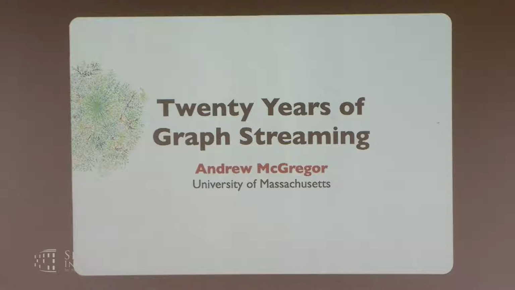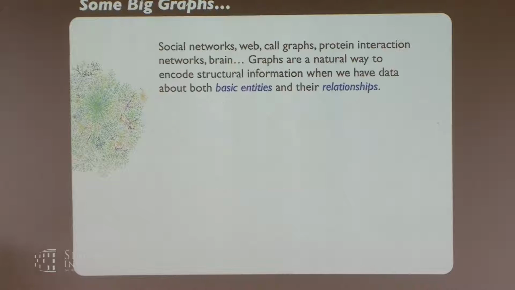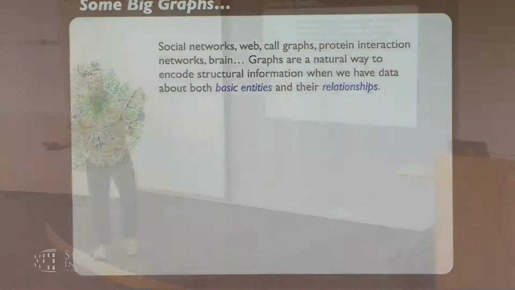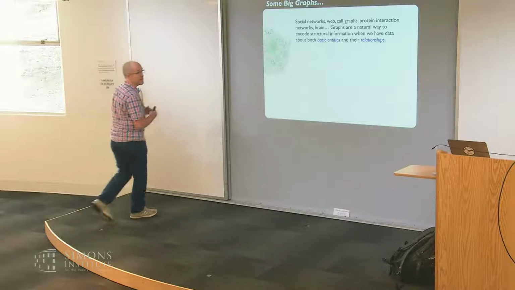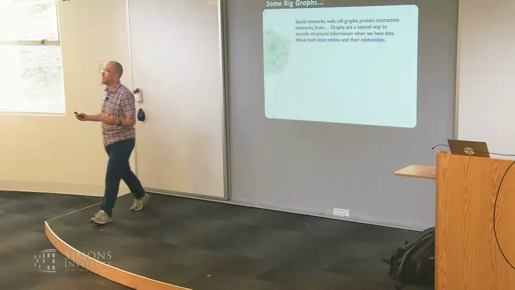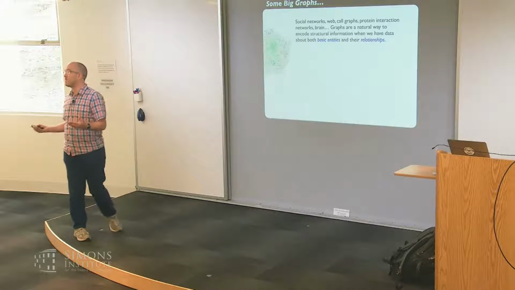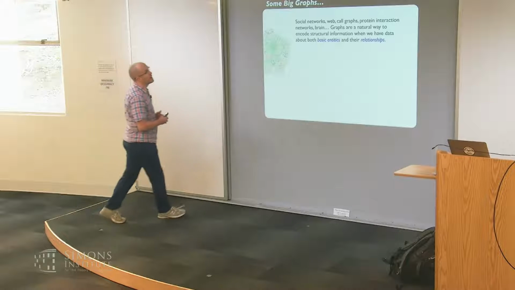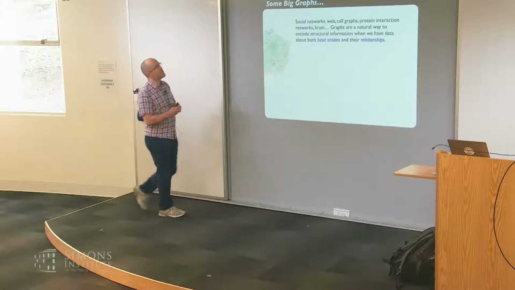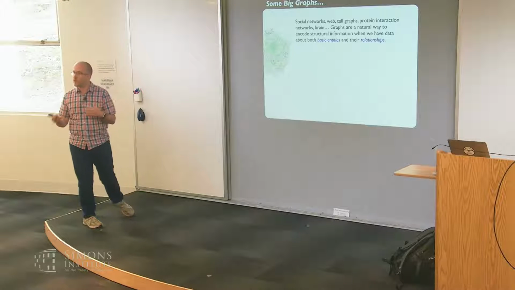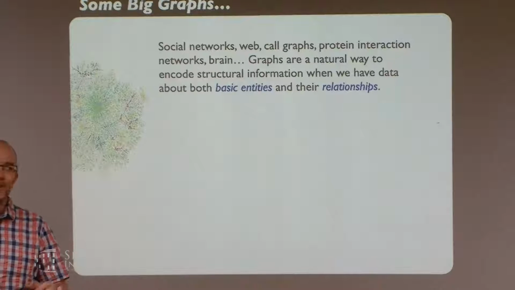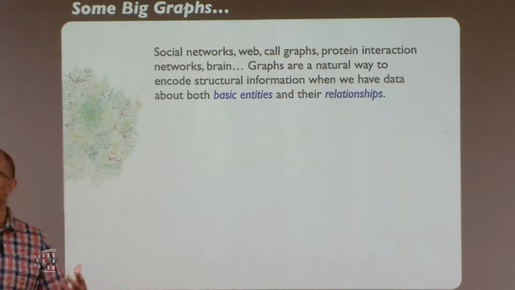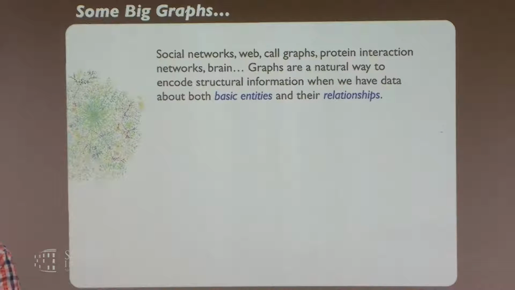Yeah, real time. Okay, so we've heard a lot about graph algorithms in the last 2-3 days. This is all motivated by the fact that there are various big graphs out there that we need to process. The classic examples people often mention are things like social networks, the web graph, call graphs, protein interaction networks, the interaction between neurons in the brain. Graphs crop up all over the place. Whenever you have information about basic entities and the relationship between these entities, there's a graph.